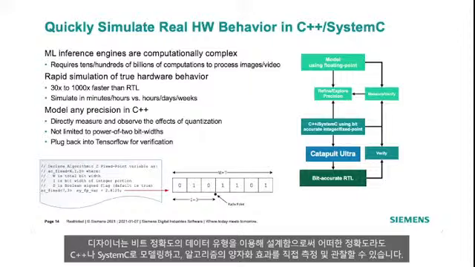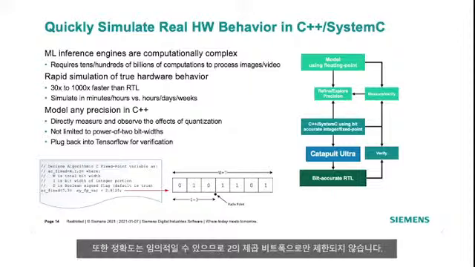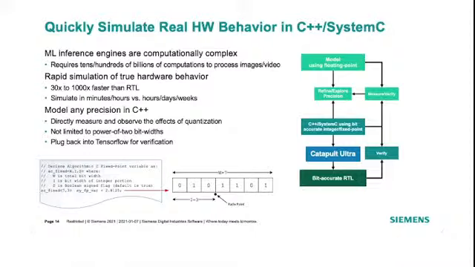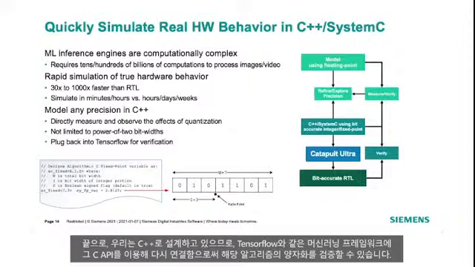Designing using bit-accurate data types allows designers to model any precision in C++ or System C and directly measure and observe the effects of quantization of an algorithm. Furthermore, precision can be arbitrary, so we're not limited to power of 2 bit widths. And lastly, because we're designing in C++, we have the ability to plug back into a machine learning framework such as TensorFlow using its C API in order to verify the quantization of the algorithm.